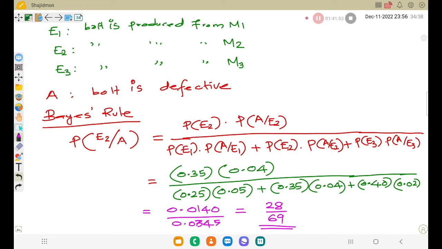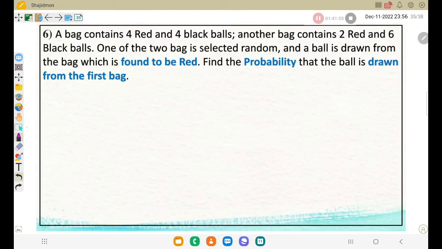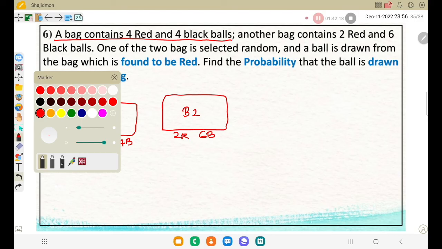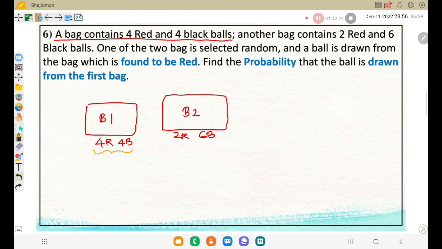Hope you understood this question. Now we will go to question number 6. Okay, question number 6. A bag contains 4 red balls and 4 black balls. First bag, bag number 1, 4 red balls, 4 black balls. And another bag, bag number 2, contains 2 red balls and 6 black balls, correct? That means bag number 1 totally has how many balls? 4 plus 4, 8 balls. Bag number 2, how many balls are there? That means 2 plus 6, that means 8 balls, correct?